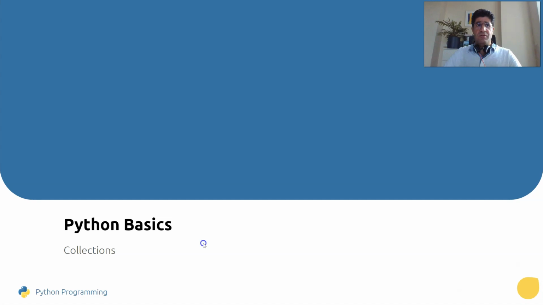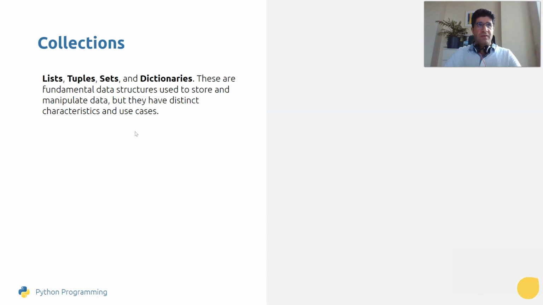Let's see what we have in Python. So list, tuples, sets, and dictionaries. There are 4 different kinds of collections that we have in Python. And these are fundamental data structures to store a group of data.